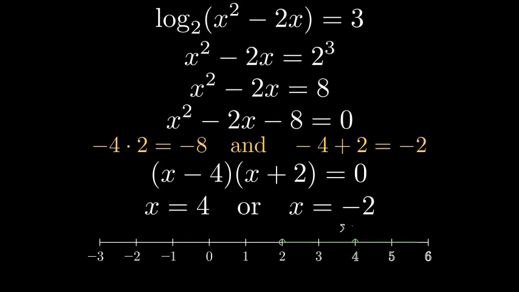Now check the safe zone. X greater than 2. 4 is in the safe zone, so it works. Negative 2 is not in the safe zone, so we cross it out. Final answer: x equals 4.